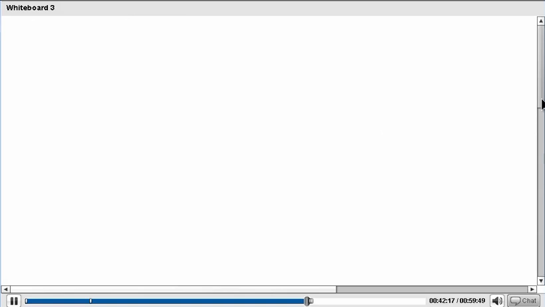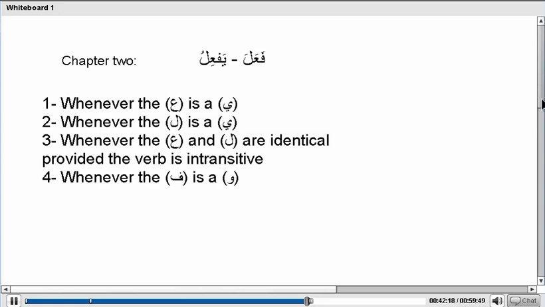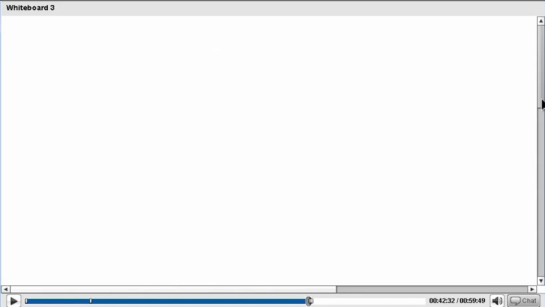Okay. Now let's take the second type. The second type is what? Going back to that board, what does it say? Whenever the lam is a ya. We'll give you homework at the end, inshallah. Whenever the lam is a ya. Okay? So here, whenever the lam is a ya, we give you a couple of root letters here, inshallah ta'ala.